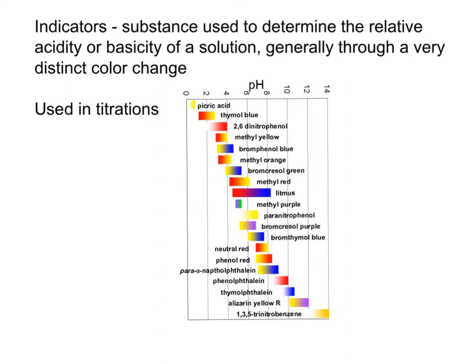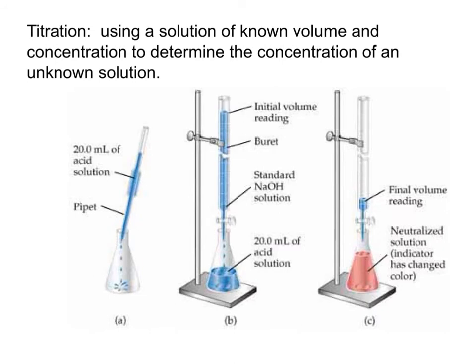These are most useful in a method called titration, which is another lab we're actually going to get to today. Let's go on and discuss what titration is. Shown below here is a titration setup. Titration is when you use a solution of known volume and concentration to determine the concentration of an unknown solution.